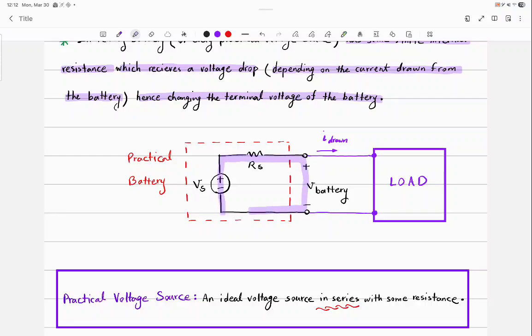Now, I'm going to write an equation here. I'm going to write a KVL here. V battery is equal to Vs minus Rs I drawn. So you see that the more current you pull from the source, your V battery is going to decrease.